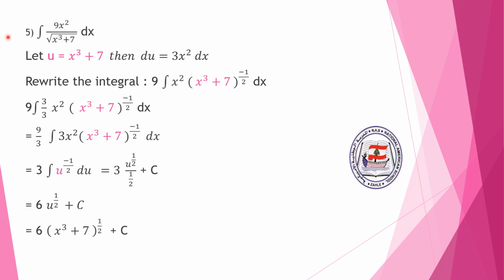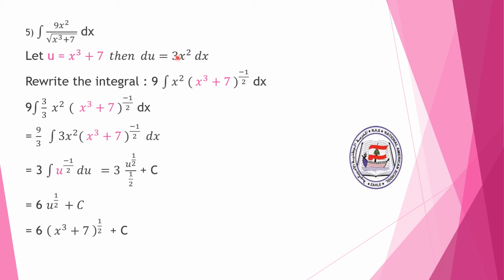Example 5, integral of 9x squared over the square root of x cubed plus 7 dx. Substituting by the highest power, so we need to take u equal x cubed plus 7. The derivative du is equal to 3x squared dx. Before replacing in the integral, we need to write it in the form of a product of expressions.